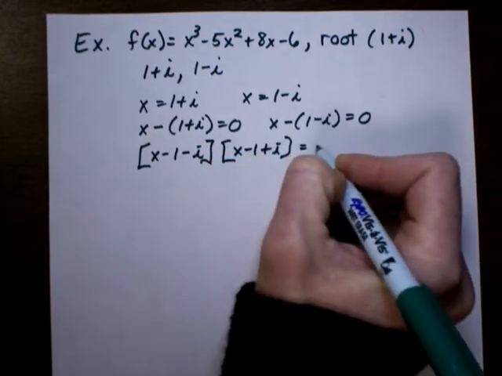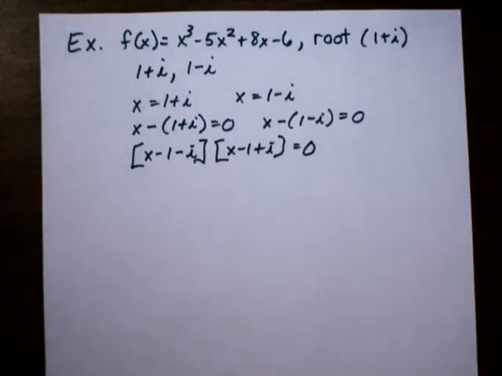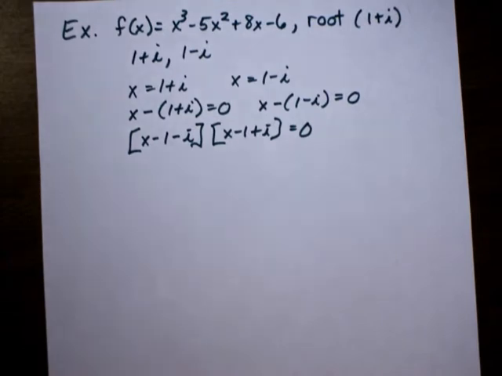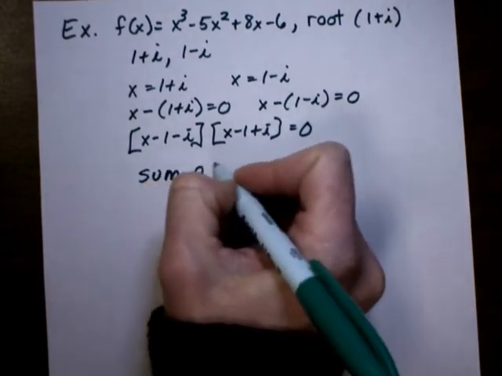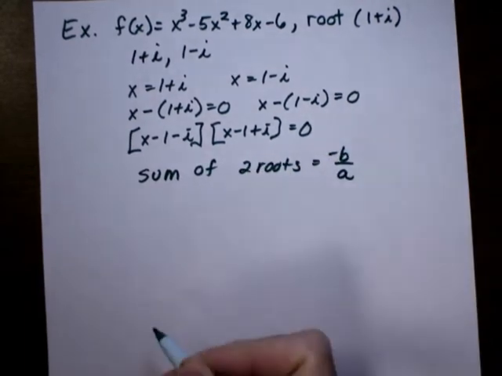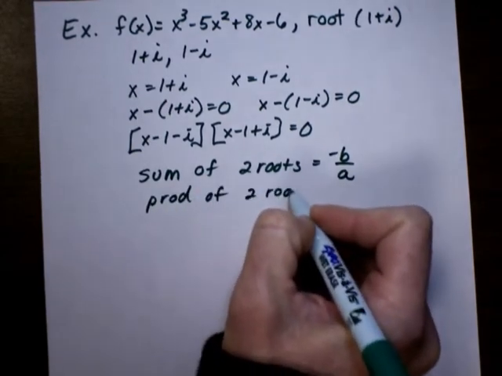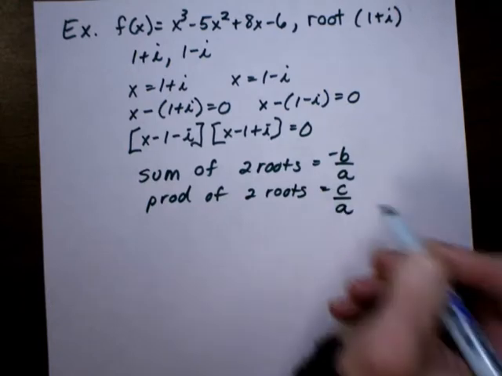So it's not a FOIL problem because these are trinomials. You can certainly do that, and there is a trick for doing it a little bit faster, but the way I want to multiply them together is to go back to last semester and review our product and sum rules, where we talked about the sum of 2 roots of a quadratic equaling negative b over a, and the product of 2 roots equaling c over a.